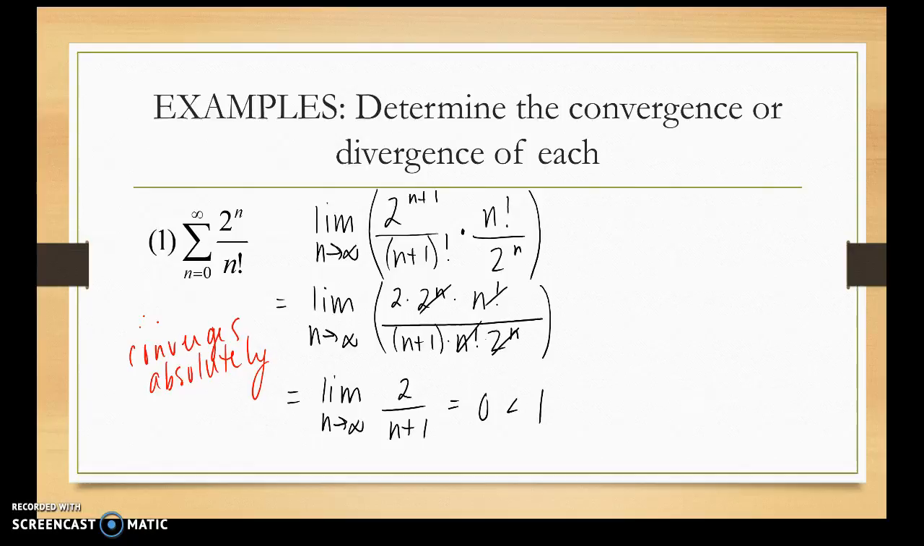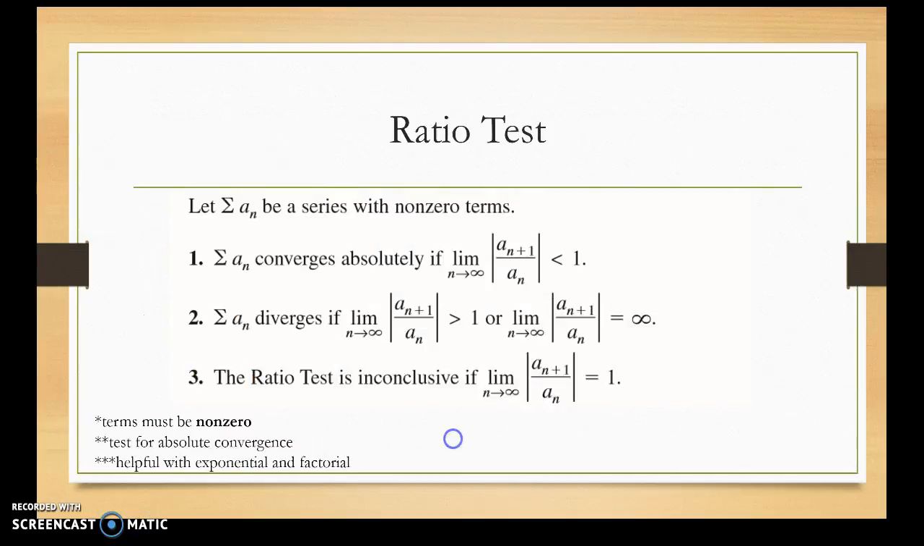So the one thing about this test, be aware, the terms just need to be non-zero. So your terms can be negative and positive when you use this, and then the absolute value obviously would make all your terms positive. But it's just non-zero terms.